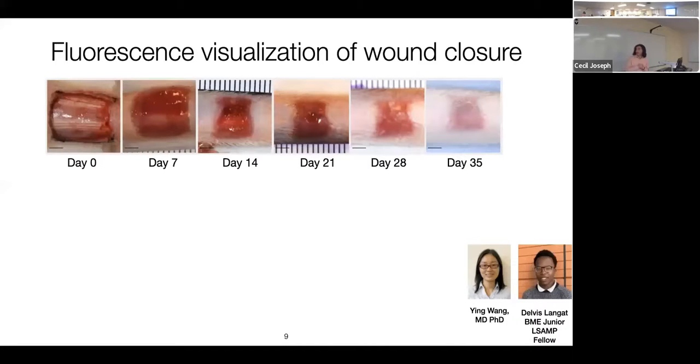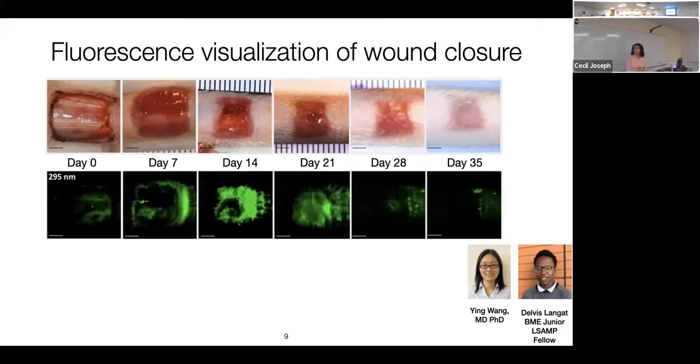So here, what you see is a full thickness wound. So pretty much we just made a cut and we removed the entire skin of the rat tail. And you can see it healing at day 0, 7, 14, 21, 28, and 35. And then what you can see here is that obviously it's very obvious that it's closed at day 28 and at day 35. But the question is, did the wound close earlier? And you are just not able to see it. You're just not able to tell.